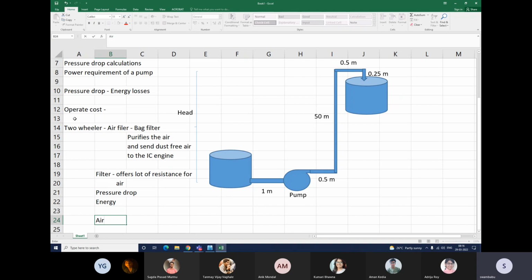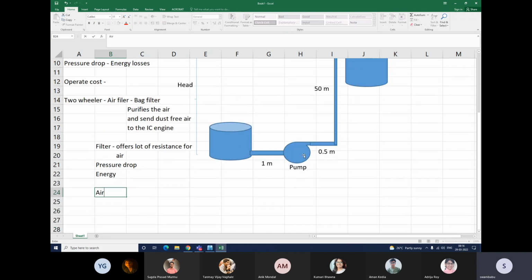So that's why pressure drop is very, very important, because pressure drop directly relates to energy losses, and it indirectly relates to the operating cost of an industry. If we have a lot of pressure drop, then we need to have a lot of energy. How much energy of the pump is required is also directly related to the pressure drop. We have a famous equation, Bernoulli's equation.